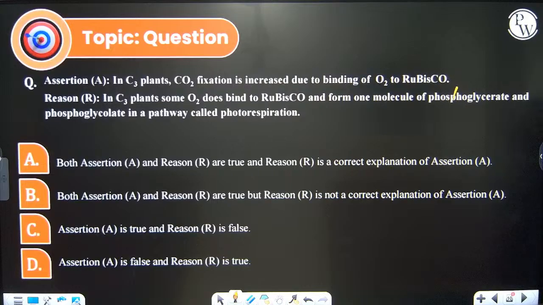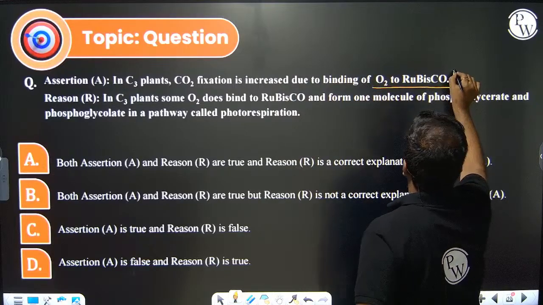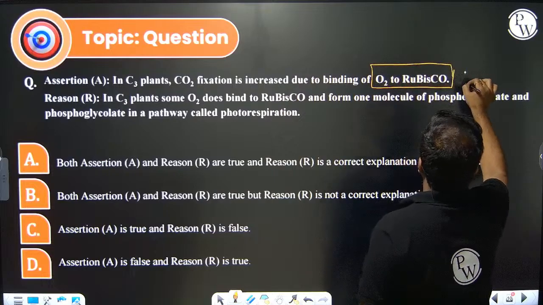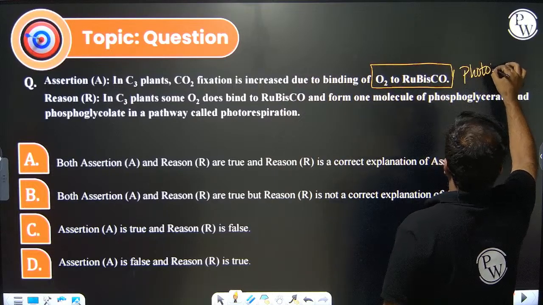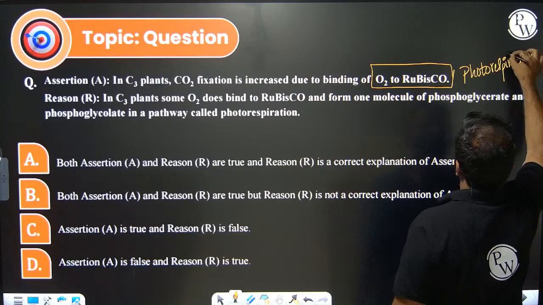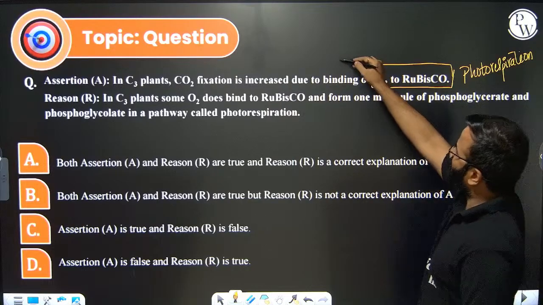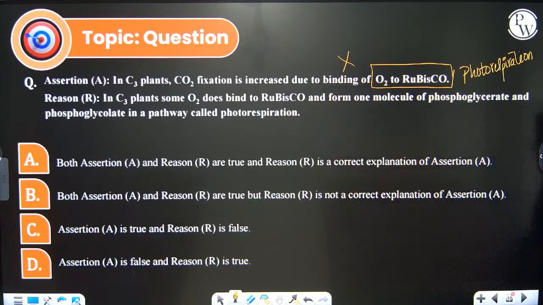Next, in C3 plants, CO2 fixation is increased due to the binding of oxygen to Rubisco. Arey bhai, if oxygen binds to Rubisco, what happens? Photorespiration occurs, which is a futile process. So how would carbon dioxide fixation be increased? So it is wrong as a statement.